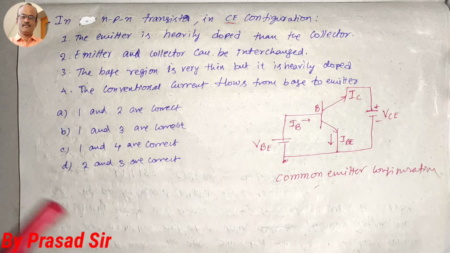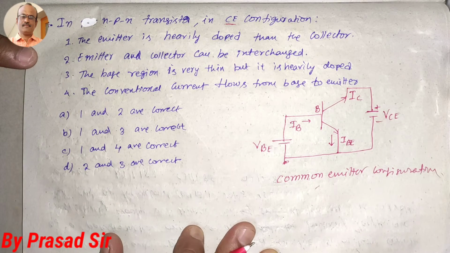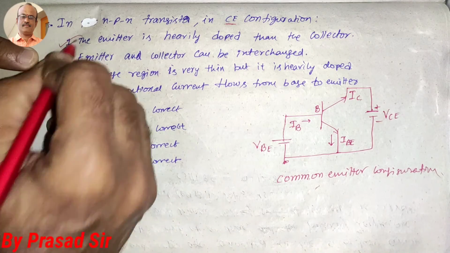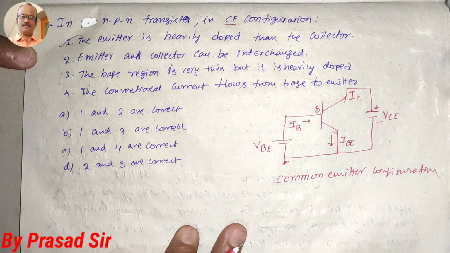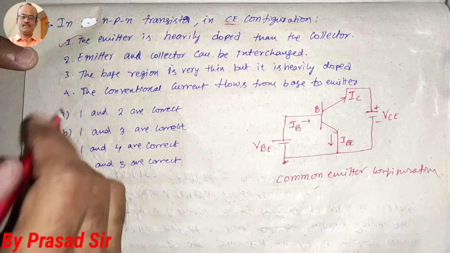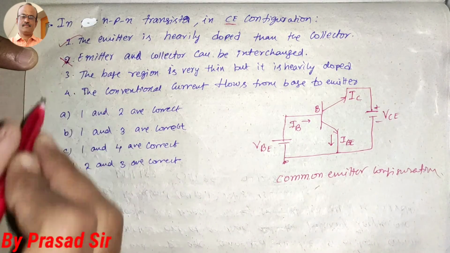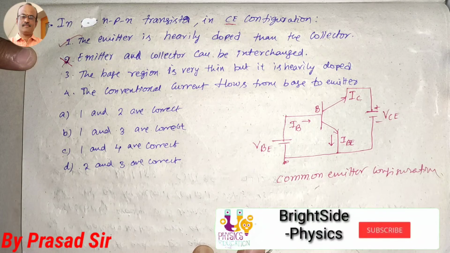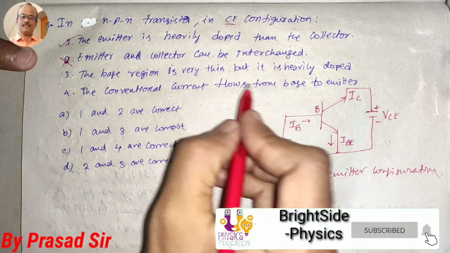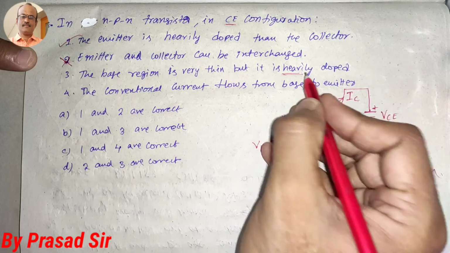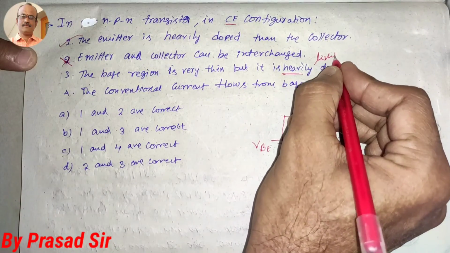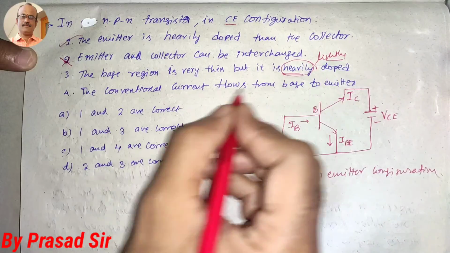So first of all we will go with number 1. The emitter is heavily doped than the collector. Yes, the emitter must be heavily doped than the collector. That's why the current must flow from base to emitter. So 1 is correct. 2, emitter and collector can be interchanged. It is not possible, so 2 is wrong. 3, the base region is very thin but it is heavily doped. It is thin but it is not heavily doped, it is lightly doped. So heavily is wrong.